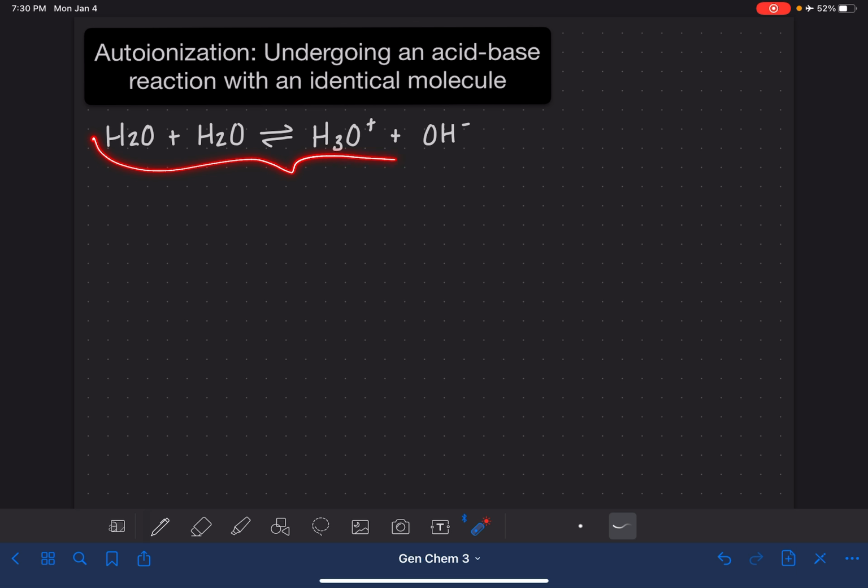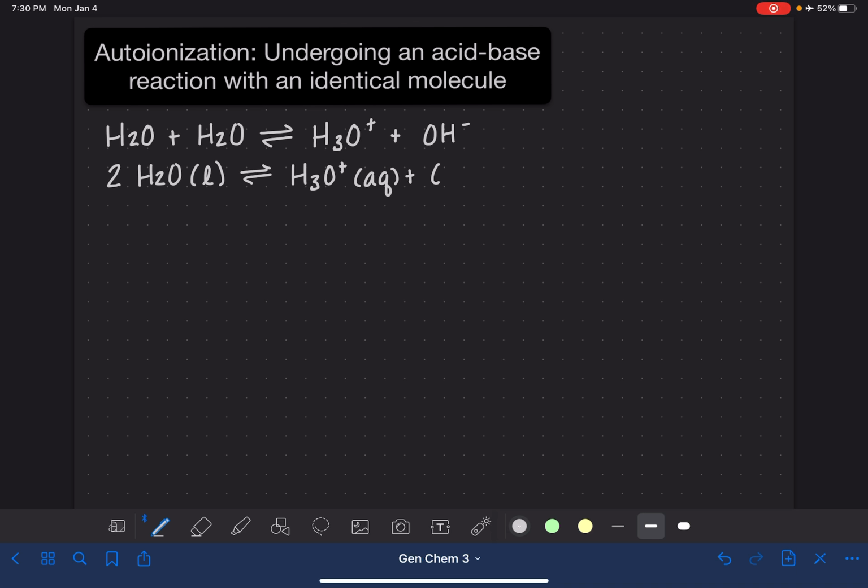Let's rewrite this chemical equation so it looks more like what we're used to seeing. Instead of writing H2O plus H2O, let's write 2H2O, and let's include some states on this. Water is always in the liquid state. This is in equilibrium. The products are H3O+ in water, so this is aqueous, and OH-, which is aqueous. Because this is an equilibrium reaction, we can write an equilibrium expression.